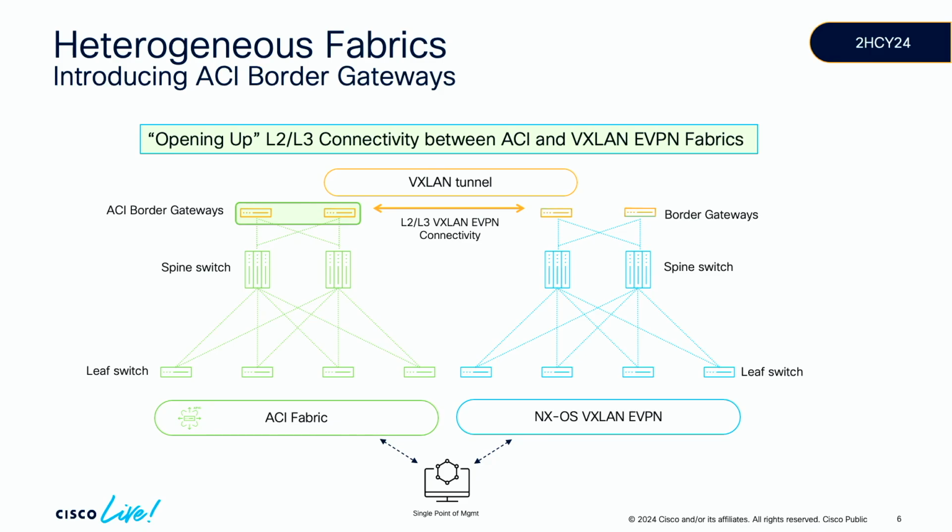It takes some time. No, we listened from the beginning, but let's say we executed on this. And what we are introducing, actually, here I say second half calendar year 24, but you will see a first instantiation of this ACI Border Gateway earlier. We're going to introduce a border gateway function for an ACI fabric. And that border gateway, we will see in a second, is working in a full standard VXLAN EVPN fashion, to interconnect with the VXLAN EVPN border gateway that we already have available for standard VXLAN EVPN fabrics.